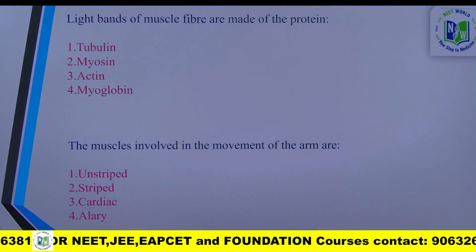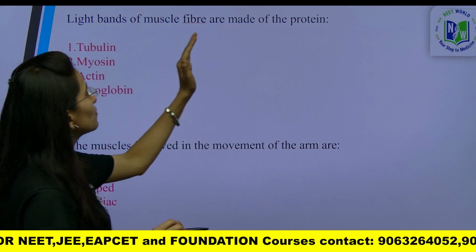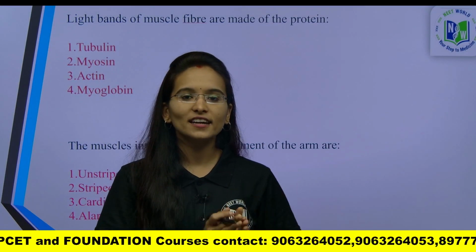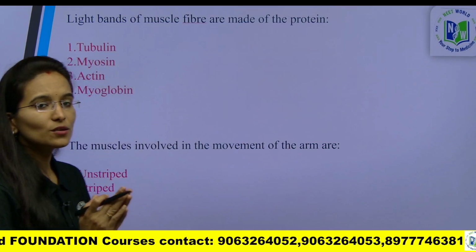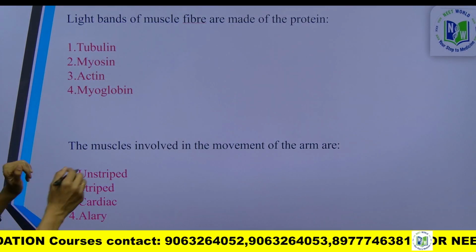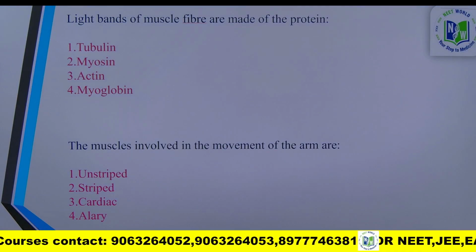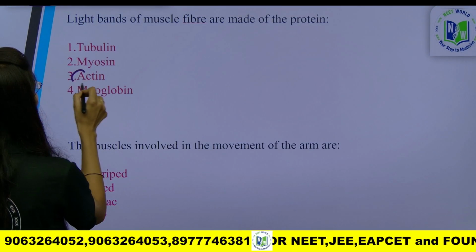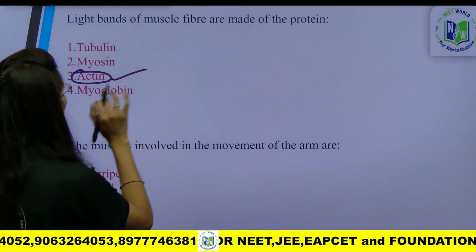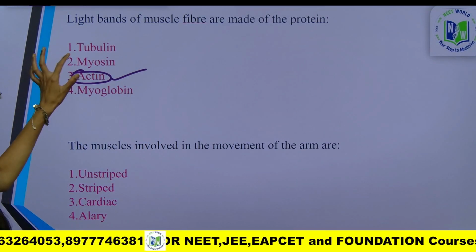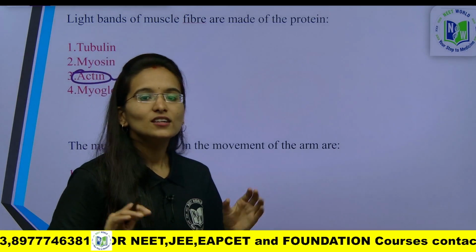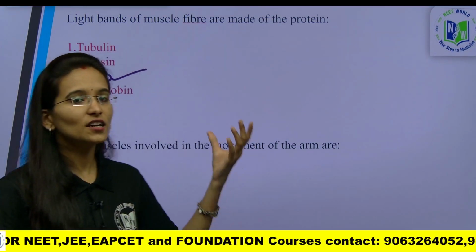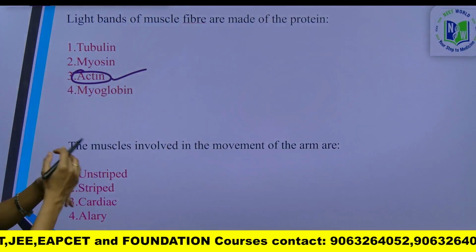Yes. Next question, light bands of muscle fibers are made up of a protein. Okay, we have the alternate light and dark bands, right? So the light bands are made up of actin. Okay, the light bands are always made up of actin. This will be the right option. Whereas when we look into the first option, tubulin, this is wrong option, students. Tubulin is a wrong option. This we can find in the microtubules and some other things.